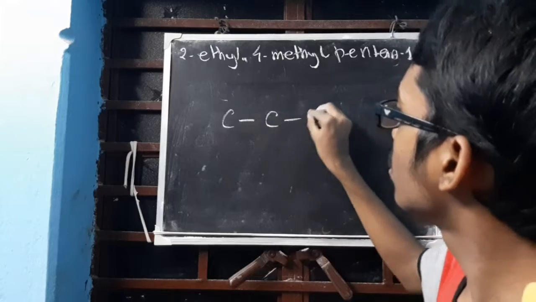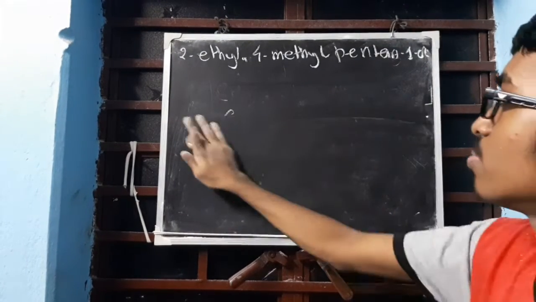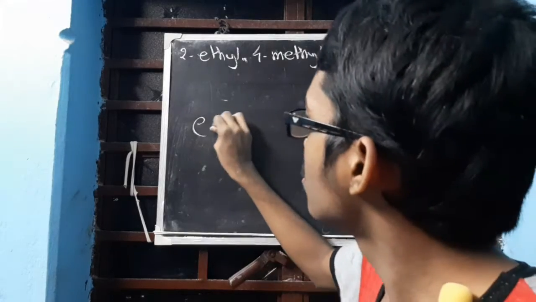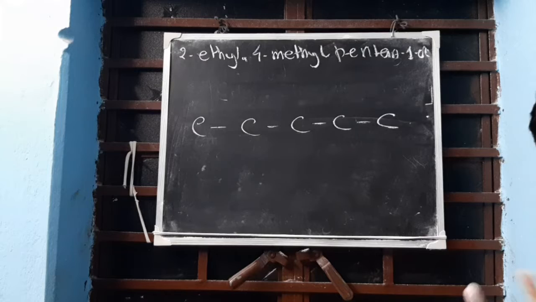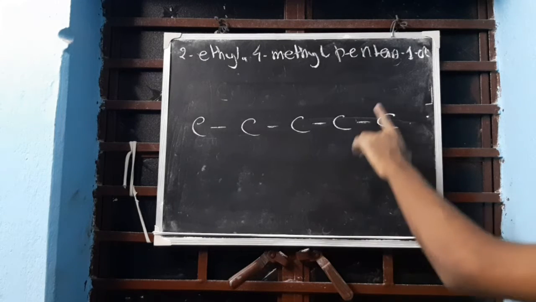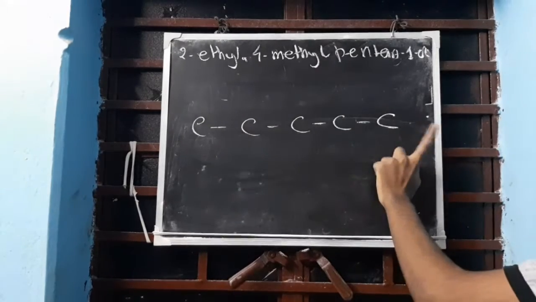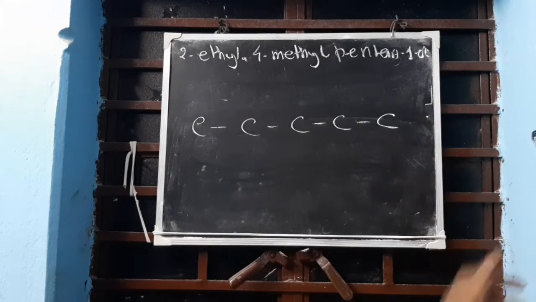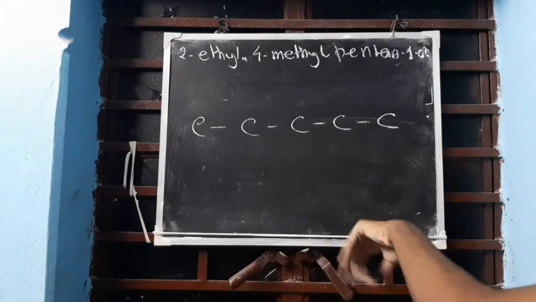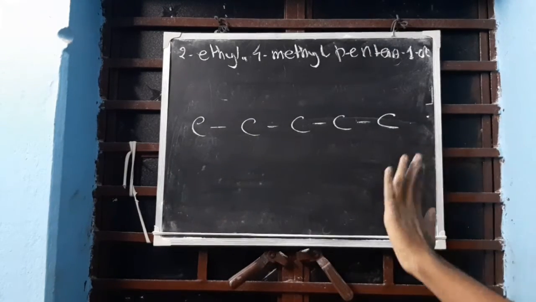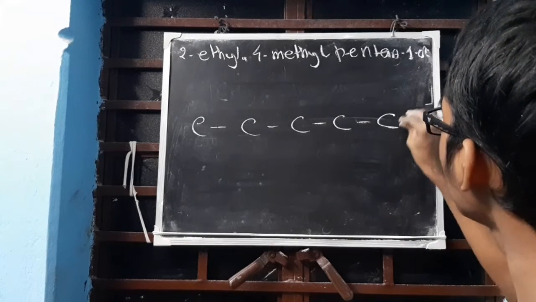1, 2, 3, 4, 5. 5 carbons done. Shift a little bit over here. C, C, C, C, C. Done, 5 carbons. Attach it either to this side or this side. I am adding it to this side for my safety. If you add it on this side for class 10, it's perfectly okay. In 11 and 12 you might face problems. Always keep it on this side. Just a suggestion.